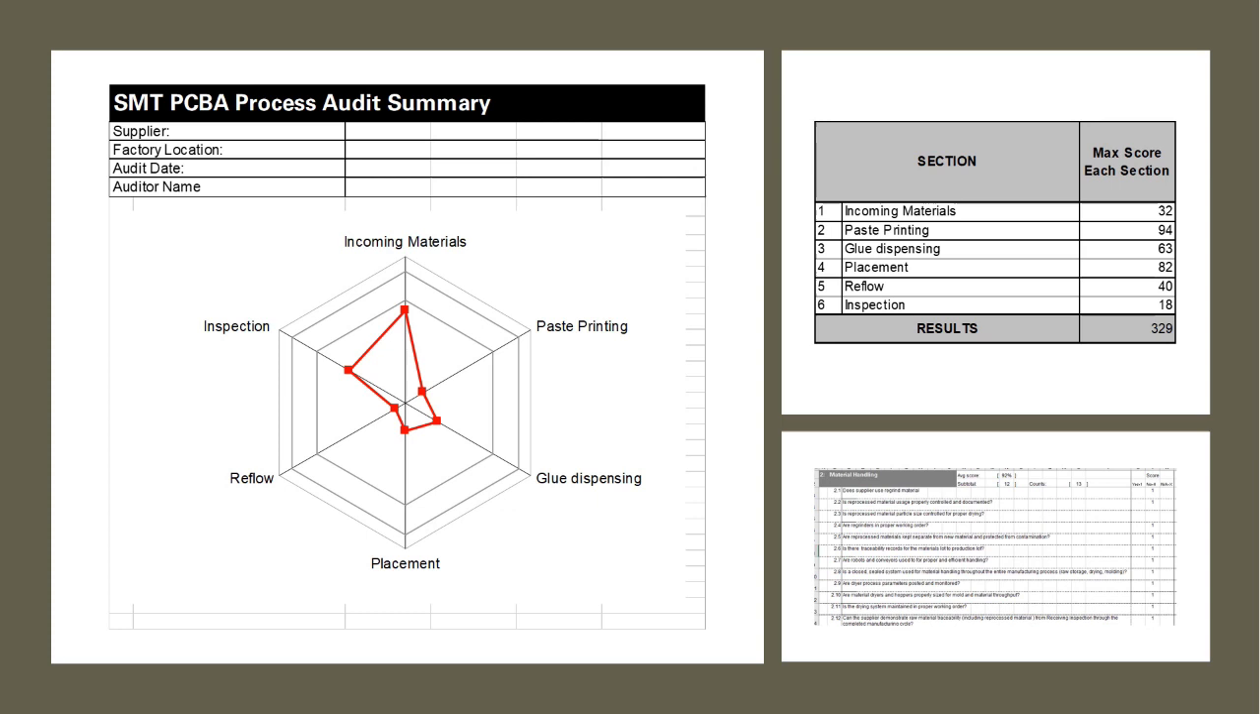This course comes with an Excel quality process audit checklist which consists of 6 sections: incoming material, paste printing, glue dispensing, placement, reflow, inspection. This means that it captures all the surface mount technology process, with over 300 questions in the quality process audit checklist.